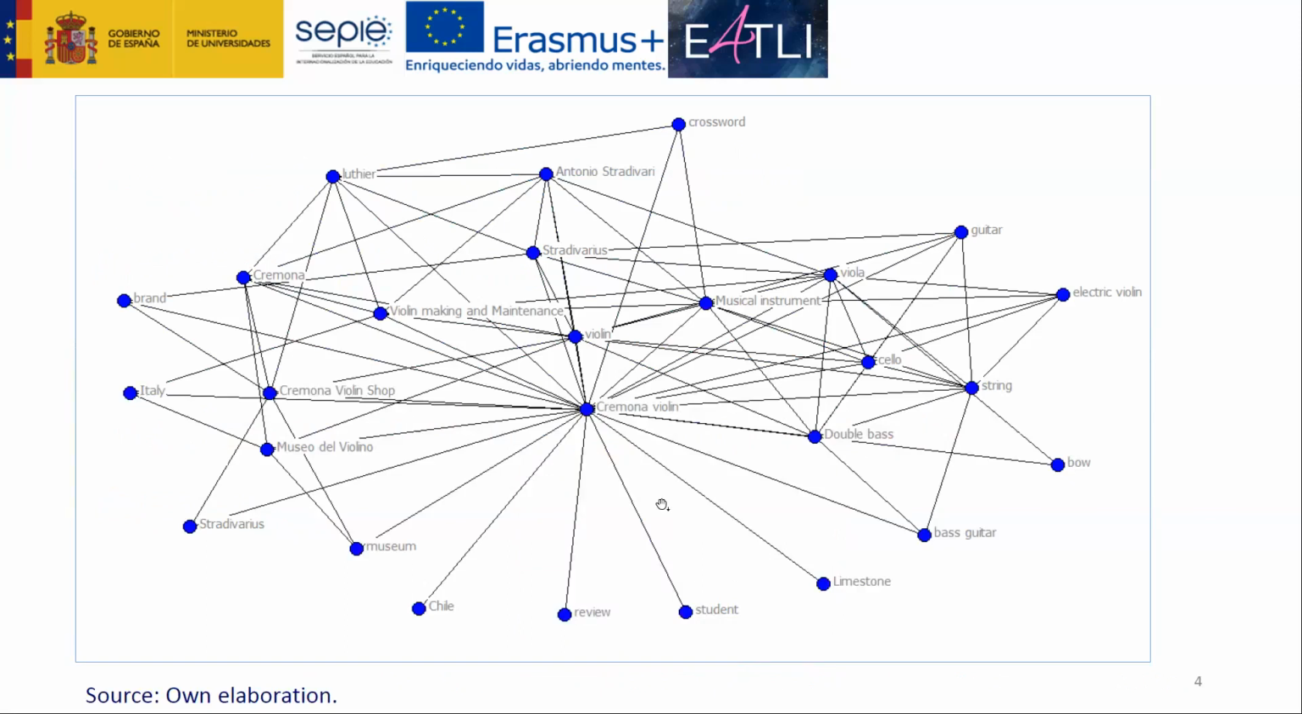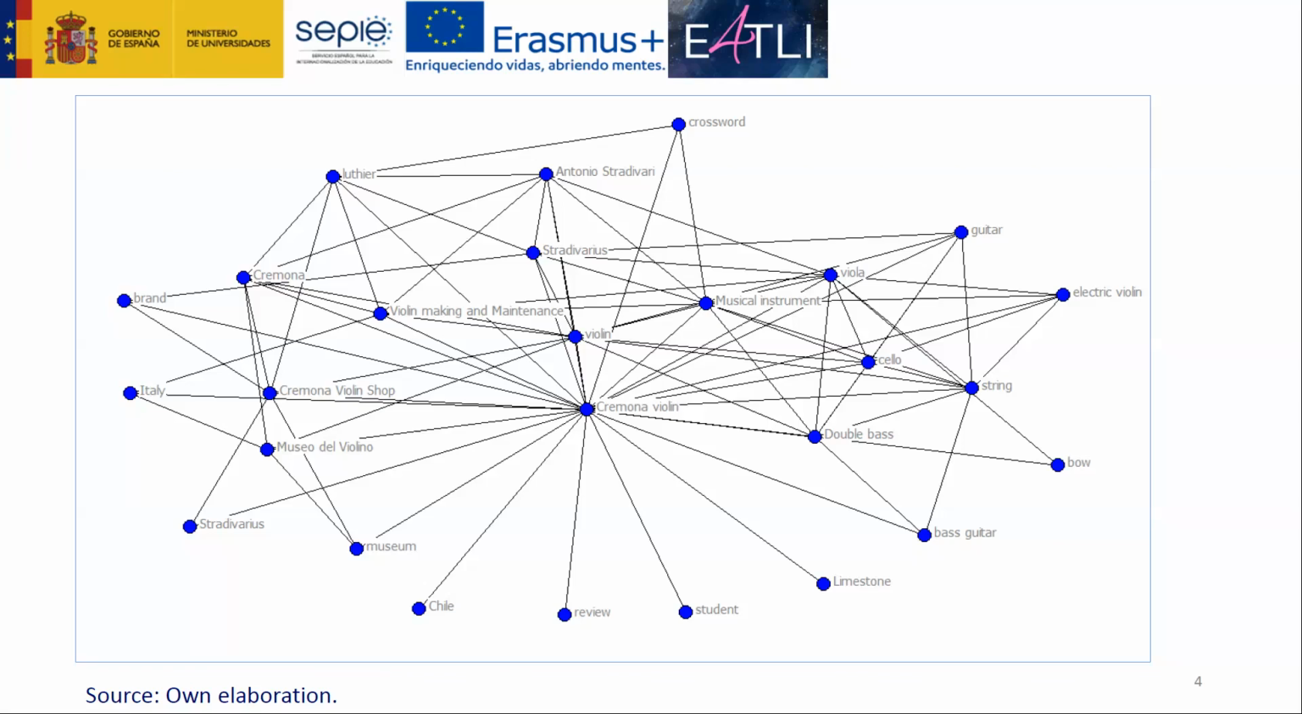And this is what I mentioned, the keywords. Do you remember that I showed you the keywords in Google Trends? Yes. So here we build up an ego network with the keywords in Google Trends. The research question is: when you look up Cremona violin in Google, which are the other searching keywords that are connected with Cremona violin?